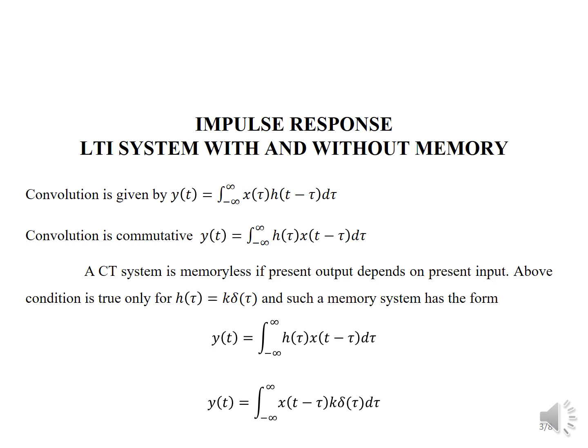While we are seeing convolution, the convolution is given by y of t equal to integral from minus infinity to infinity x of tau into h of t minus tau into d tau, and the convolution is commutative. Therefore y of t equal to integral from minus infinity to infinity, this can also be written as h of tau into x of t minus tau into d tau.